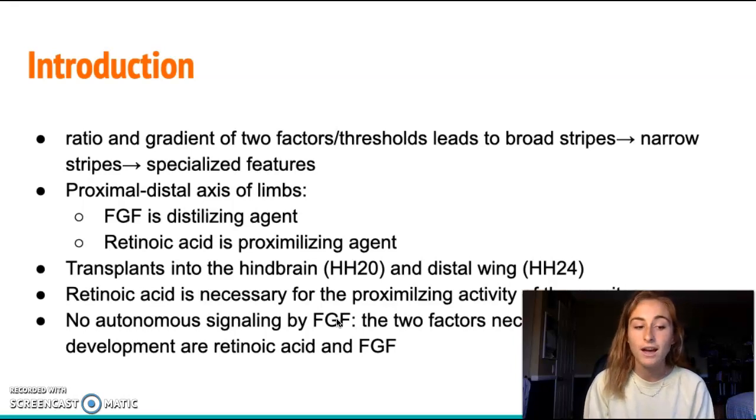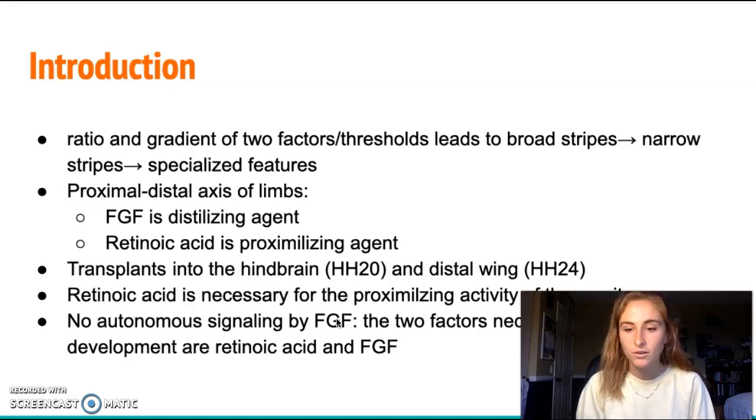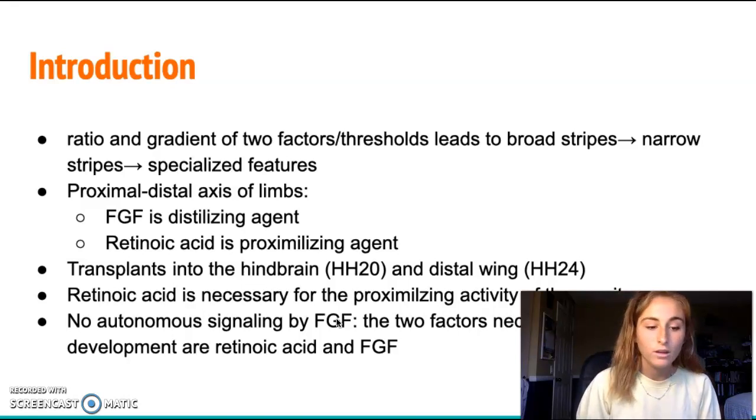Now remember that retinoic acid helps to form the posterior but not anterior end of the embryo. Without any retinoic acid, they were able to determine FGF could only create the autopod or the distal part of the limb. Thus, the development of the entire limb was not autonomous signaling on FGF's part. That retinoic acid and FGF signaling work together in gradients of two-factor thresholds, which is what we saw in that bicoid nanos looking graph, in order for entire limbs to develop, and that retinoic acid is necessary for the proximalizing activities of the somites.